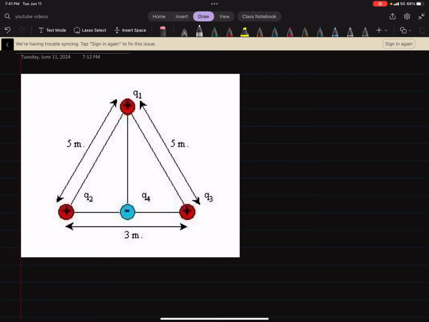And I decided to go through this problem because it's a very common problem that a lot of students will see in a Physics 2 class. So I think it's worth taking the time and going through.